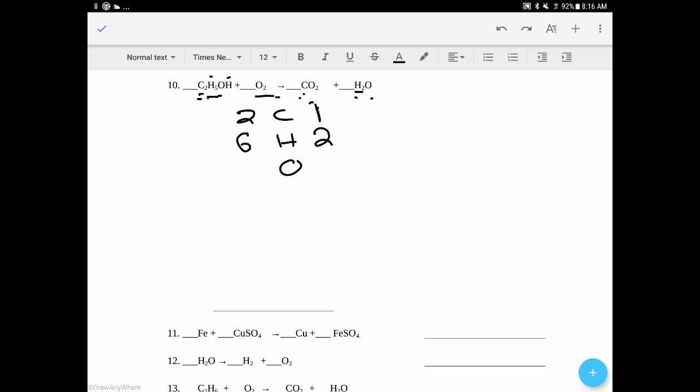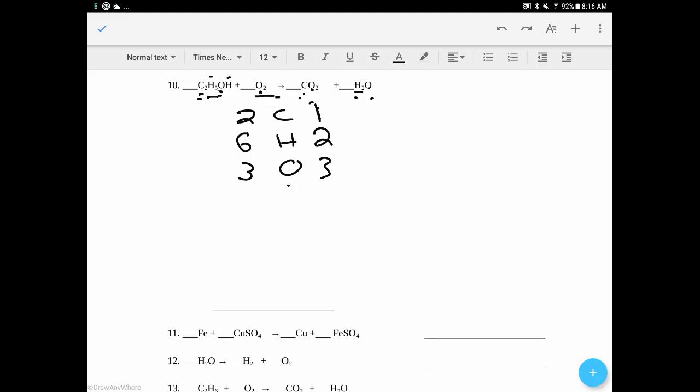All right, next we have O's. We have 1 here and 2 here, so that's 3 total. And over here, we have 2 and 1, so that's, again, 3 total. Now, we are just going to pick whichever one of our elements we want to balance first. Obviously, it's not O's because O's are balanced. There's 3 on the left side and 3 on the right side. So we're not going to balance O's because they're already balanced.